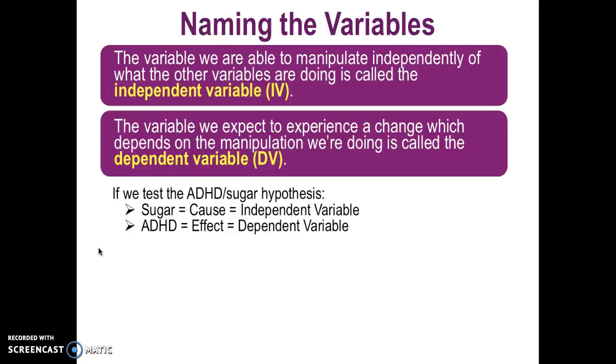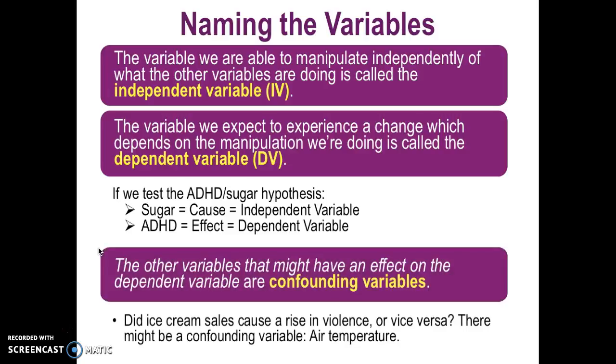However, I have to warn you that there are other variables that might have an effect on our dependent variable. These are known as confounding variables. Here's an example. Did ice cream sales cause a rise in violence, or was it vice versa? Now, if you're looking at your data, you're going to see that there is a rise in violence on days that ice cream sales were increased. Now, why is this? Well, it could be because of the air temperature. When people are really hot, do they get violent? So that could be a confounding variable.